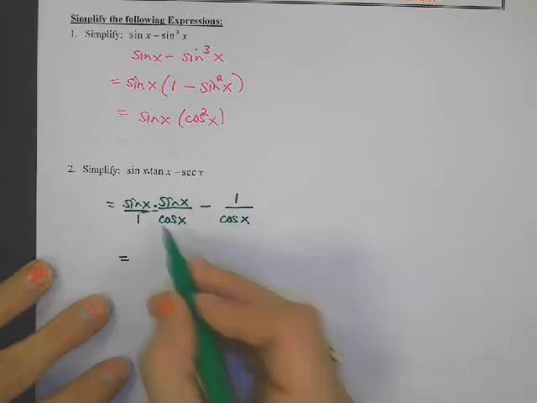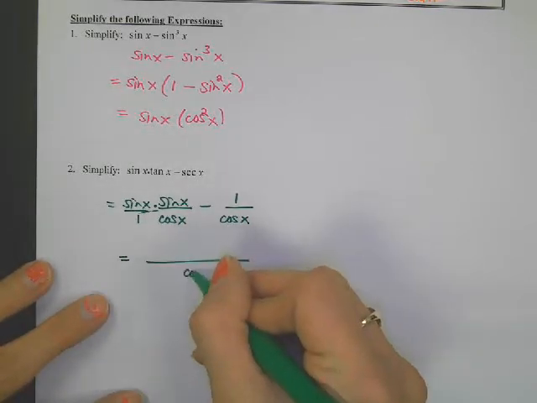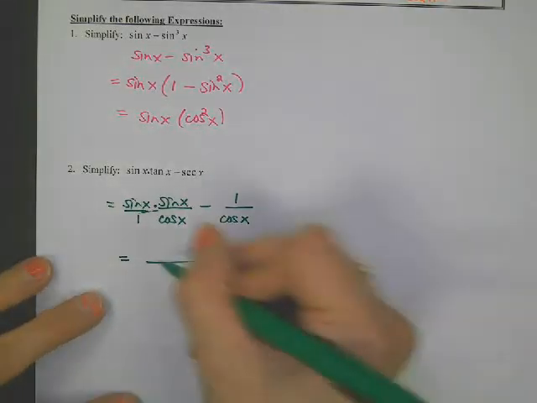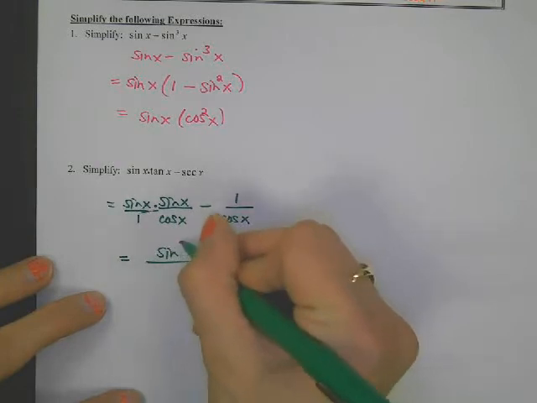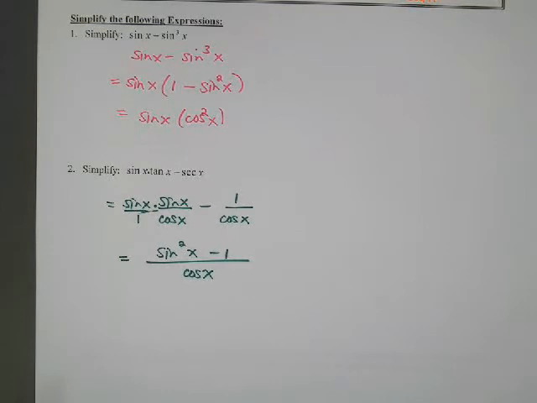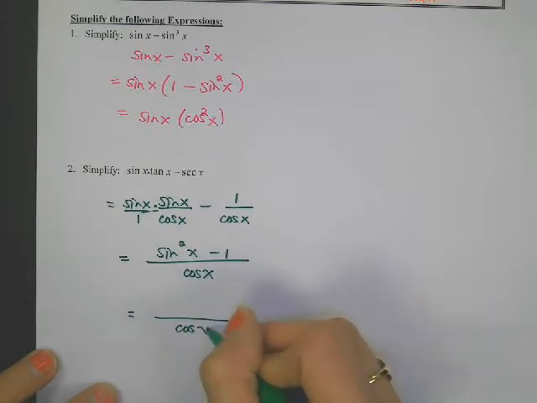So this is actually common denominators. Let's write one denominator, cosine of x, and what's the numerator here? Sine squared of x minus 1. Are we done? I don't think so, because I see sine squared and I see a 1, so please go look at the identities and tell me what I should replace that numerator with.